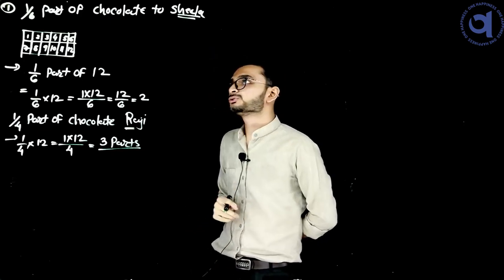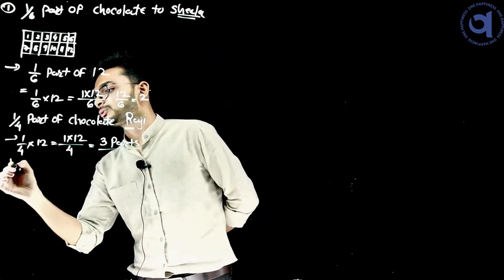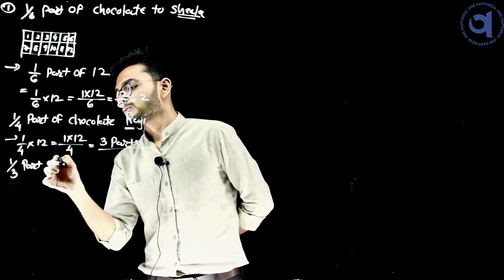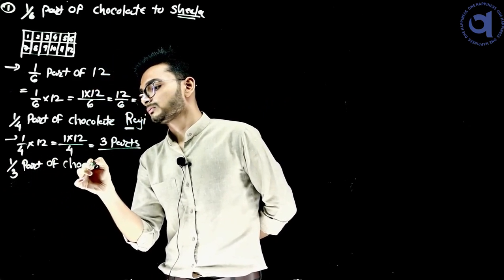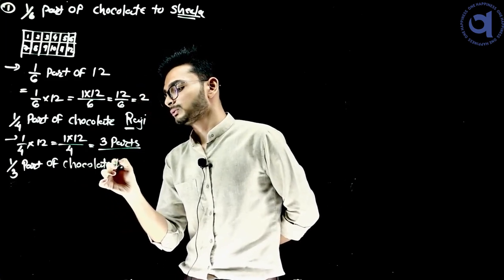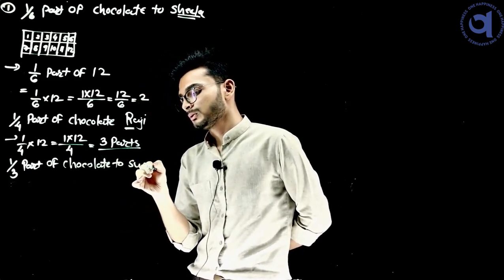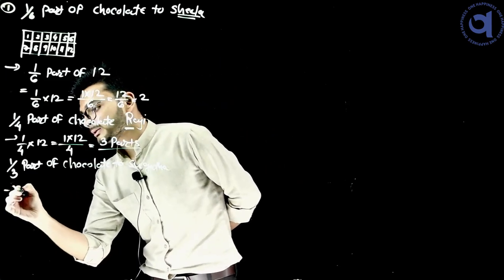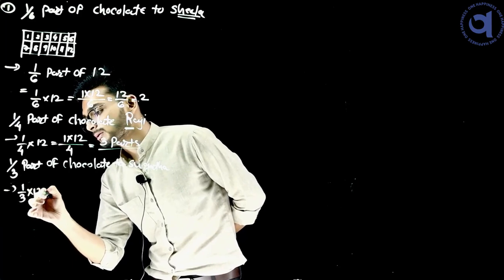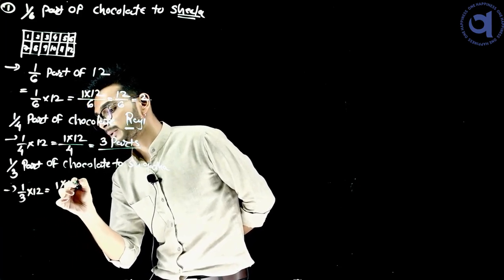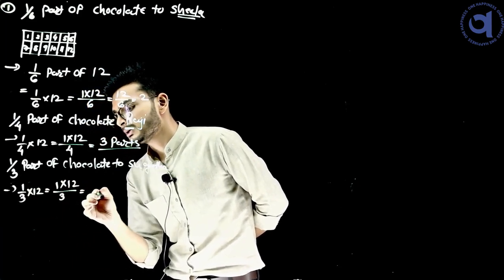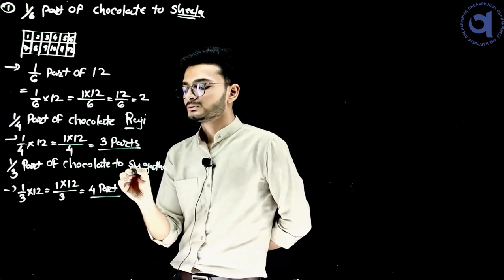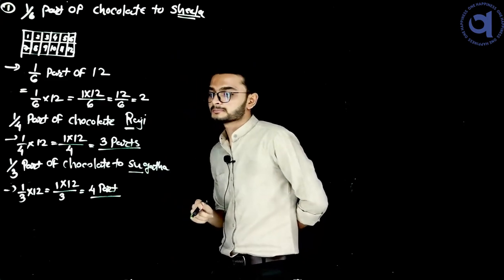Now she wants to give 1/3 part of the chocolate to Sugatha. So let us calculate the 1/3 part of 12, which is equal to 1 multiplied by 12 divided by 3. That means 4 parts. 4 parts can be got by Sugatha from Raji.